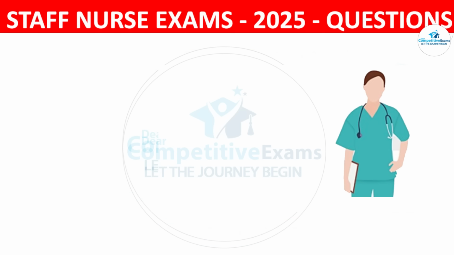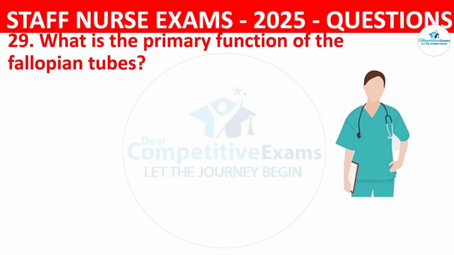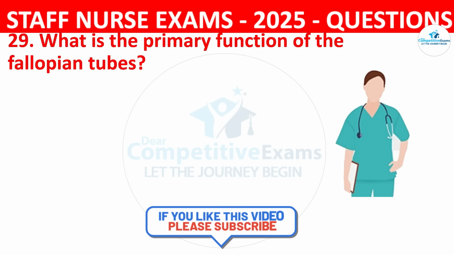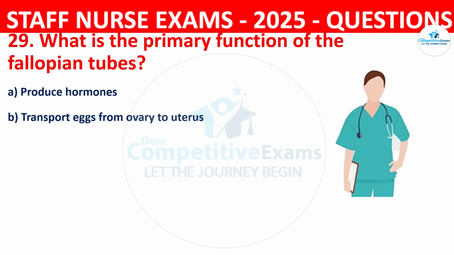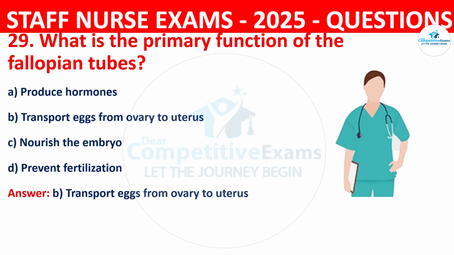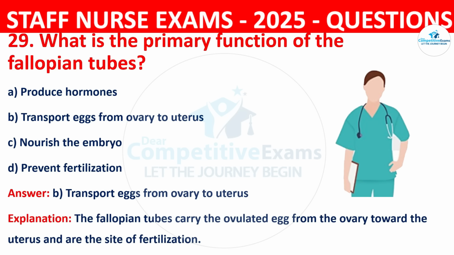Question number 29. What is the primary function of the fallopian tubes? Your options are to produce hormones, to transport eggs from ovary to uterus, to nourish the embryo, or to prevent fertilization. The correct answer is B, that is to transport eggs from ovary to uterus. The fallopian tubes carry the ovulated egg from the ovary toward the uterus and are the site of fertilization.